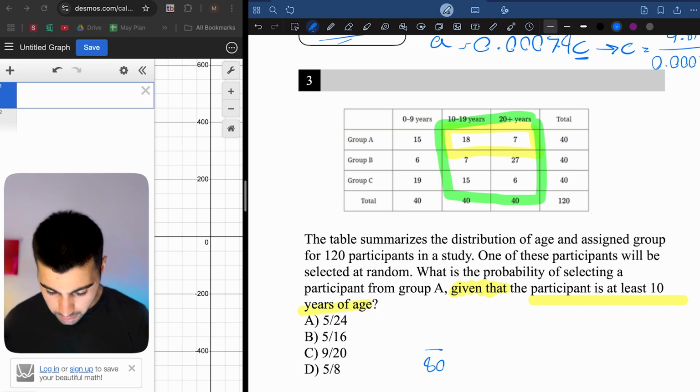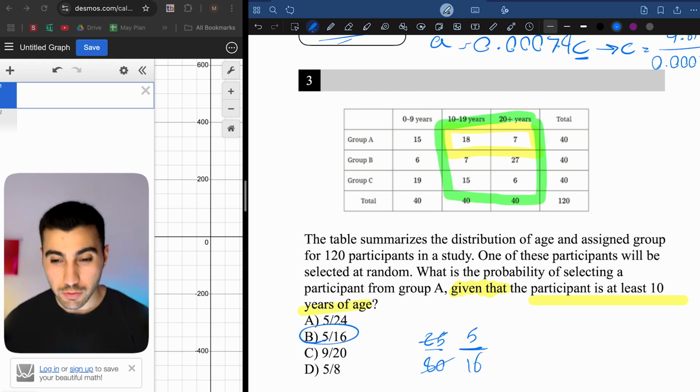And the favor is on top. So favor is going to be 18 plus 7. That's going to give us 25. So it's going to be 25 over 80. Okay. Now we can divide this by 5. Get 5 here. Divide this by 5. It gives us 16. So it's going to be choice B for this question.